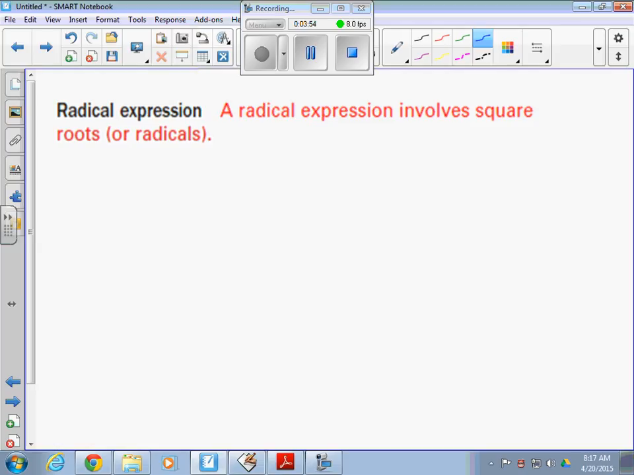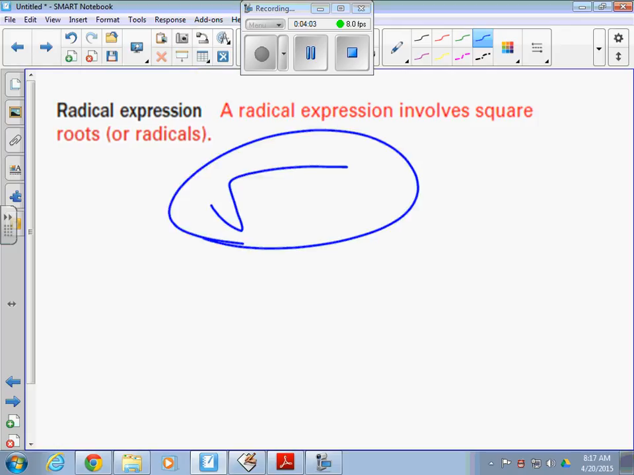A radical expression has a radical in it. Easy. This is a radical. If it doesn't have this in it, it's not a radical expression. So the square root of 2 plus x is a radical expression. 2 plus x is not.